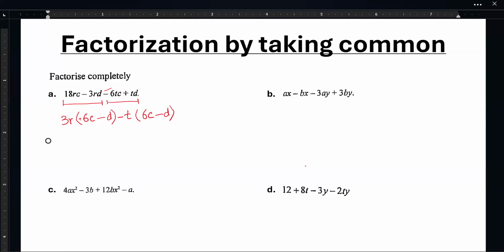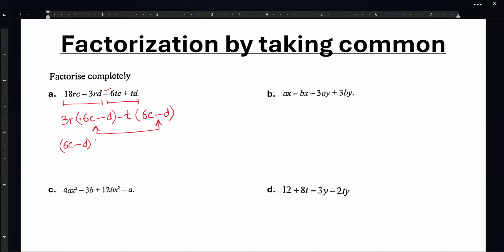Now you can realize that the 2 brackets are identical. Yes, if the 2 brackets are identical, it means you are absolutely correct. You are on track. Now what do we do? Now, as I can see, 6C minus D and 6C minus D are again the same. So let's take out the common. As I take out 6C minus D as common, what happens?